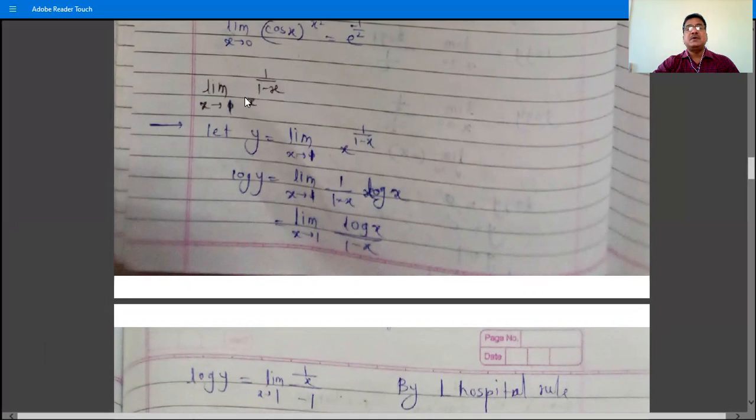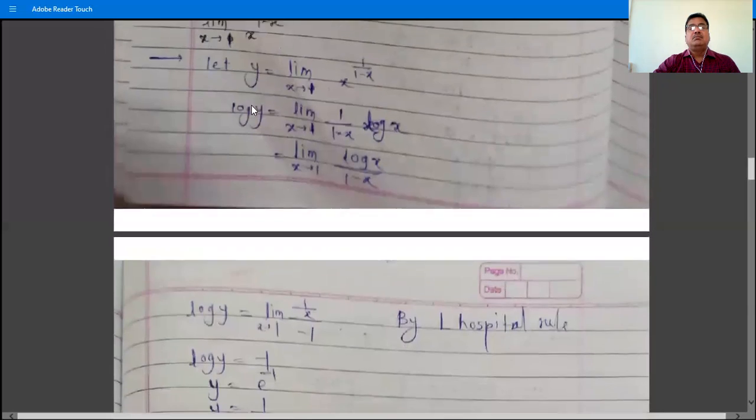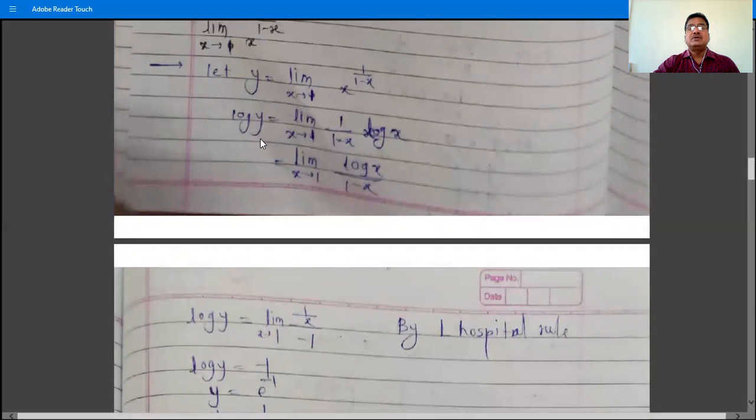If we substitute x as 1, then we have 1 raised to 1 by 0, meaning 1 raised to infinity, which is an indeterminate form. So denote this by y. y is limit x tends to 1, x raised to 1 by 1 minus x. And it's again a problem of the type f(x) raised to g(x). So taking log of both sides, log y is equal to limit x tends to 1, log of x raised to 1 by 1 minus x, which is 1 by 1 minus x times log x. Using the rule log x raised to m is m into log x.